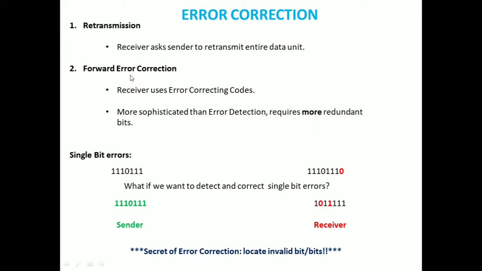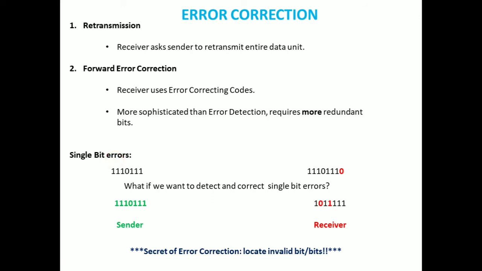In forward error correction, the receiver can use error correcting codes which automatically correct certain errors. The error correcting codes are more sophisticated when compared to error detection, but the only thing is that error correction codes require more redundant bits than error detection. Let us now understand the concept of error correction by examining the simplest case of single bit errors.